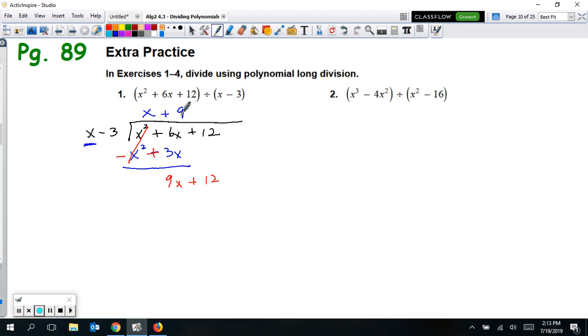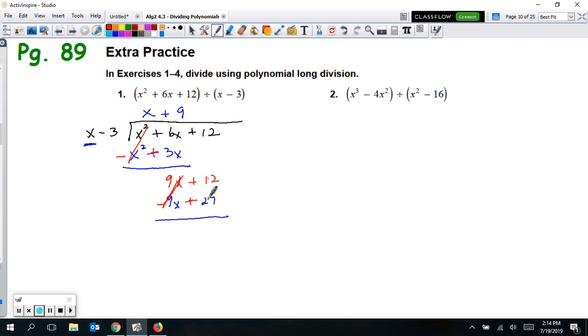And now we multiply with distributive property again. 9 times x minus 3. So 9 times x is 9x. Again, they match. 9 times negative 3 is negative 27. And now we subtract. And when we subtract, we change the signs. So we change the sign of the 9x here to negative. We change the sign of the 27 now to a positive. And as we combine like terms, these two should be canceling each other out.